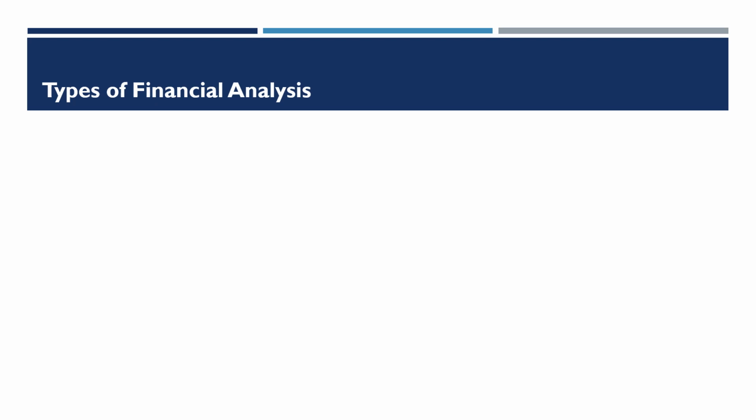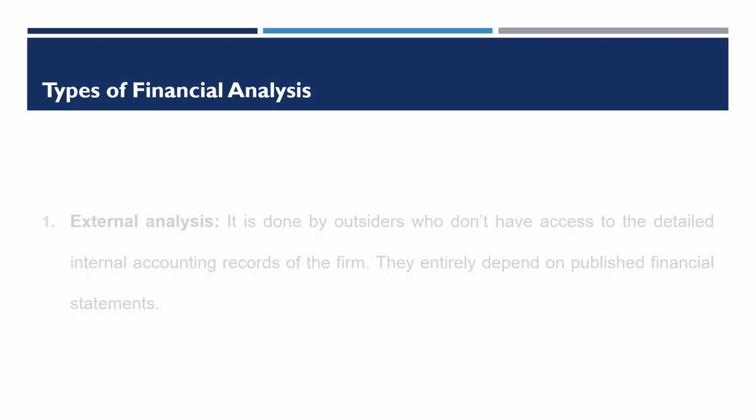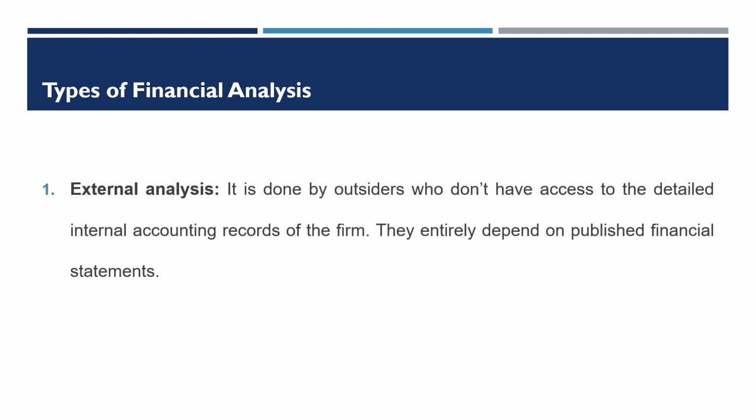There are two types of financial analysis. The first one is external analysis. It is done by outsiders who don't have access to the details of the internal accounting records of the firm. This includes investors, potential creditors, government agencies, and the general public. They entirely depend on the published financial statements and serve only a limited purpose.